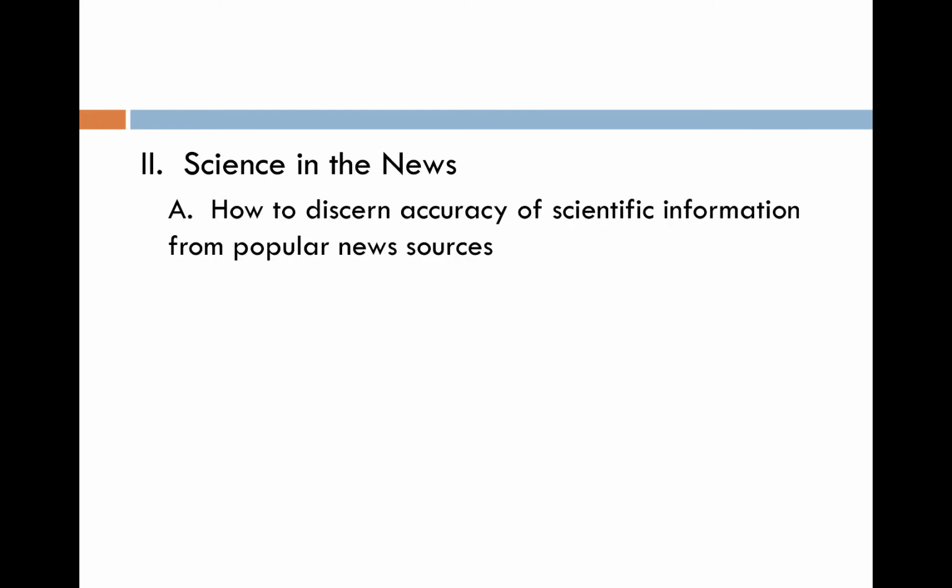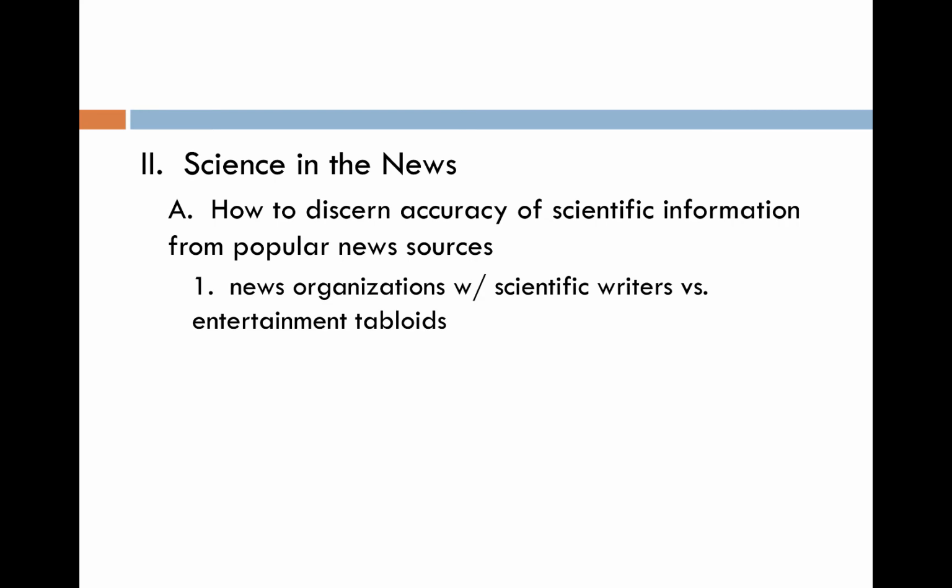Okay, so how can you discern accuracy of scientific information from popular news sources? We're going to look at the differences between information from news organizations with science writers versus entertainment tabloids. Typically, with news organizations with science writers, journalists will look for controversy and then get one person from each side to tell their viewpoints. This is really well-rounded news.